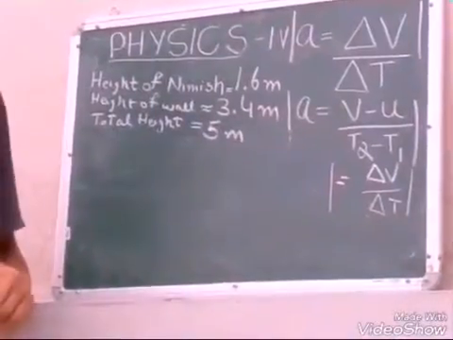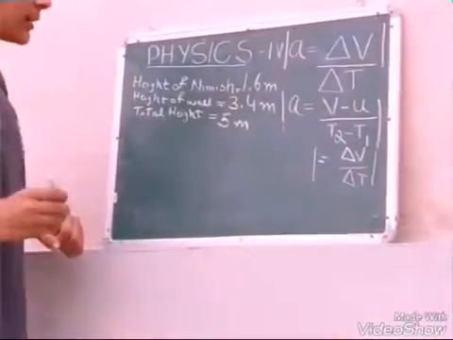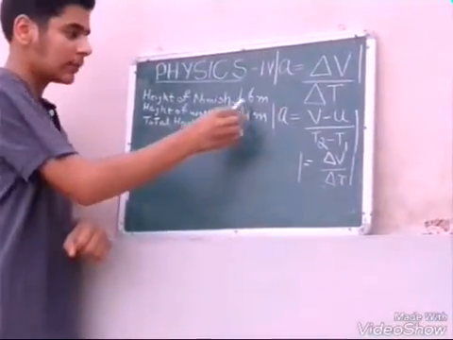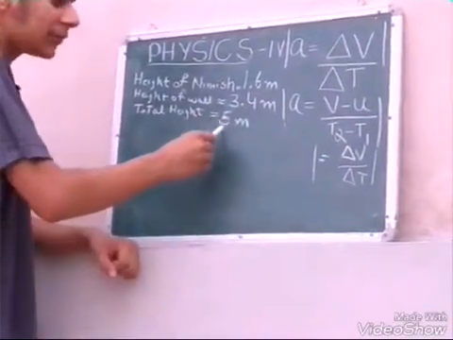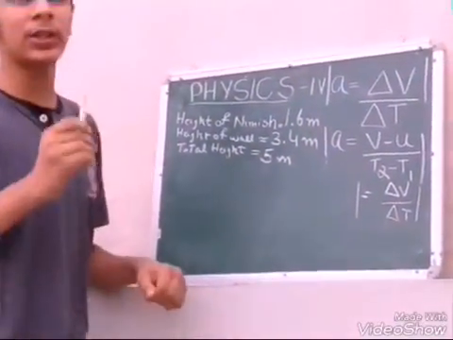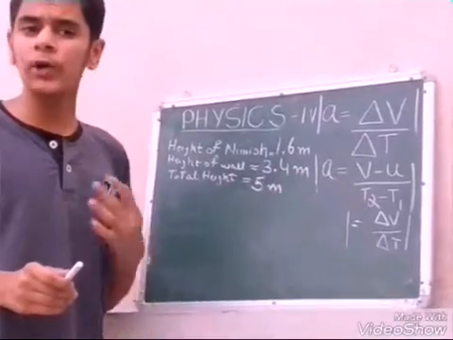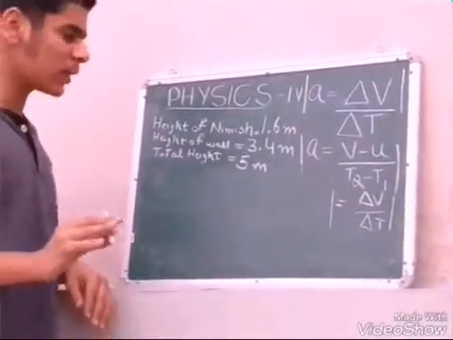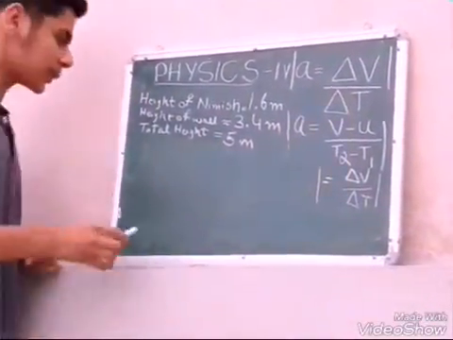The height from which the shuttlecock was dropped was approximately equal to 1.6 meter plus 3.4 meter, which is equal to 5 meter. Time taken by the shuttlecock to reach the ground, according to my stopwatch, was approximately 1 second. So let's calculate the acceleration.